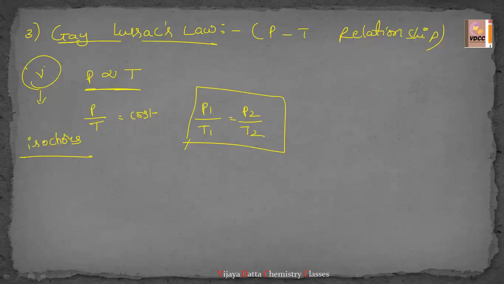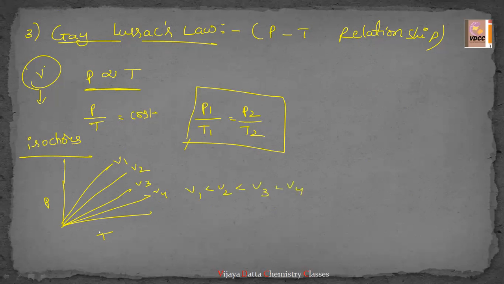If we take the graph like this, it is the pressure and temperature, obviously both are directly proportional to each other at the given volume. Means at different volumes, the graph will be just like this. So V1, V2, V3, V4, obviously V1 is less than V2, less than V3, less than V4. So pressure is directly proportional to the temperature. The temperature is in Kelvin and the pressure is in bar. So obviously P proportional to T, a straight line passing through the origin. This graph is said to be an isocore.